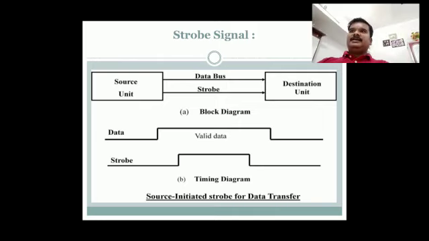For the strobe, in block diagram A, the data bus carries the binary information from the source to the destination unit typically. The bus has multiple lines to transfer an entire byte or word. The strobe is a single line that informs the destination unit when a valid data word is available. Then in the second diagram, the timing diagram, the source unit first places the data on the data bus. The information on the data bus and strobe signal remain in the active state to allow the destination unit to receive the data.